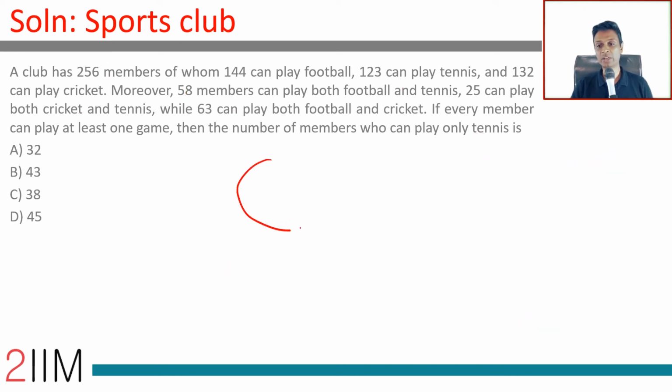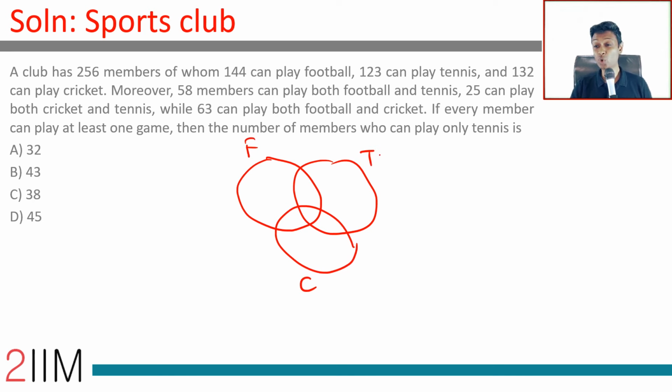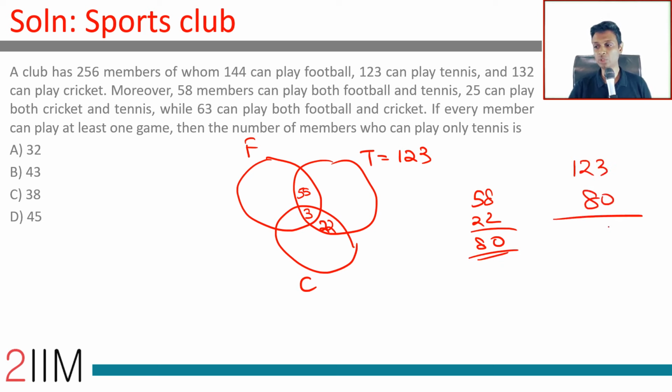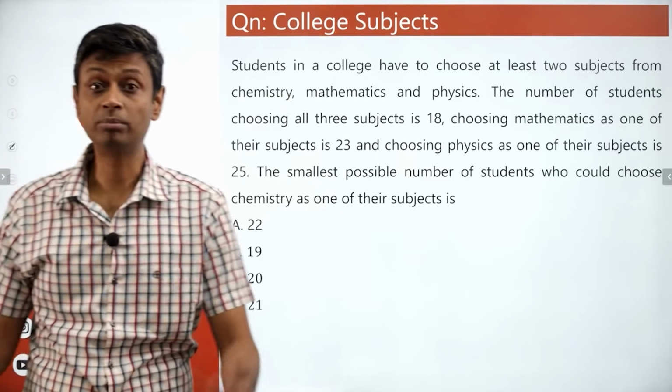Now we can come back to the diagram angle of this. Let's say we have football here, tennis here, cricket here. We need to focus only on tennis. This is 123. This number in between is 3. Football and tennis is 58, so this is 55. 58 minus 3. Cricket and tennis is 25. 25 minus 3 is 22. So these three account for 58 plus 22, which is 80. Out of 123, 80 have been accounted for. Remaining 43 play tennis only. Done. This is a question from set theory.